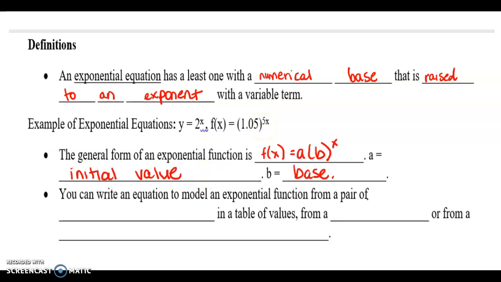Then we have the general form of an exponential function, which is f of x equals a times b to the x. A represents our initial value and b represents our base. You can write an equation to model an exponential function from either a pair of input-output points, like in a table, from a graph, or even from a verbal description.